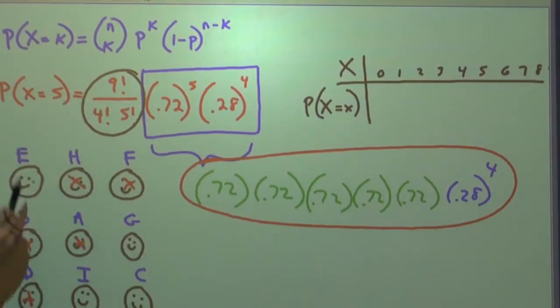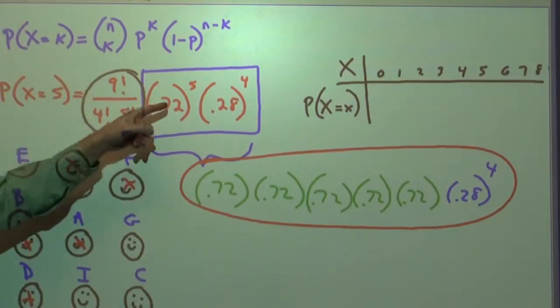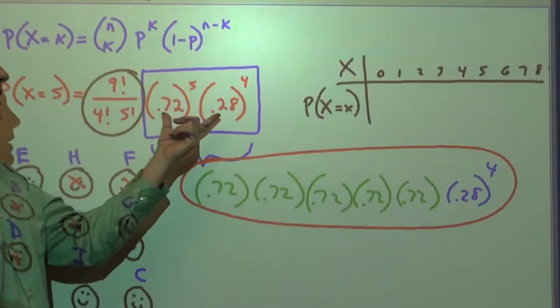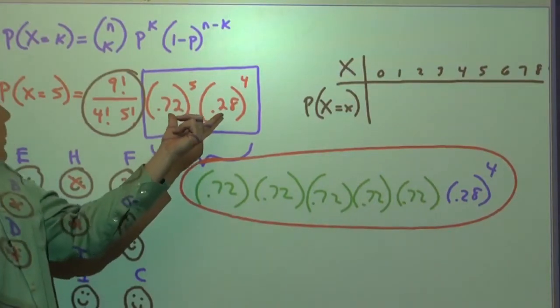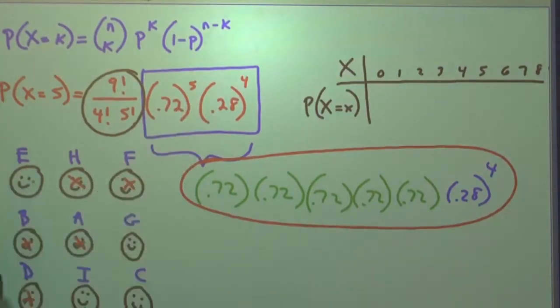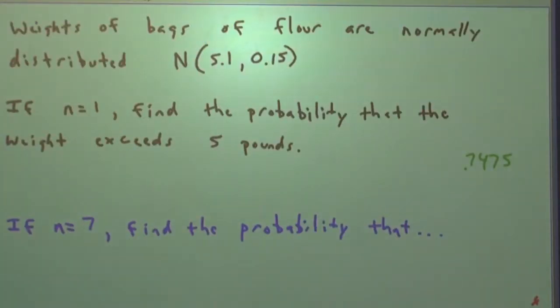So this counts the ways it can happen. You just multiply that by each way's separate probability, which they're all the same, 5 successes and 4 failures. That's what this formula is doing. And now we can use the binomial probability formula on our calculator to do that.